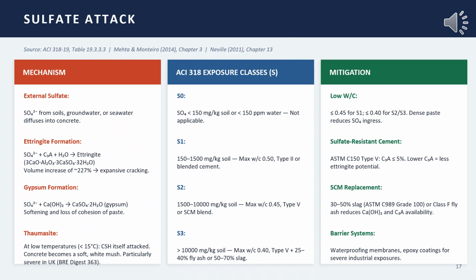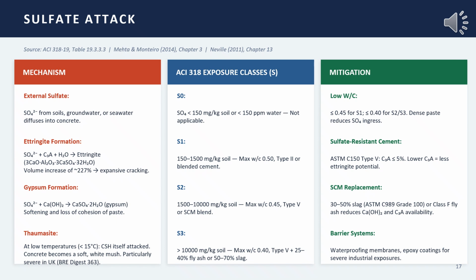Okay, so we have covered the freezing and thawing and alkali silica reaction in depth. The other threats to durable concrete are, for example, sulfate attack, abrasion, temperature, fire, carbonation and chloride-induced corrosion of steel. So perhaps this is the last topic which I will be covering in depth, that is the sulfate attack.